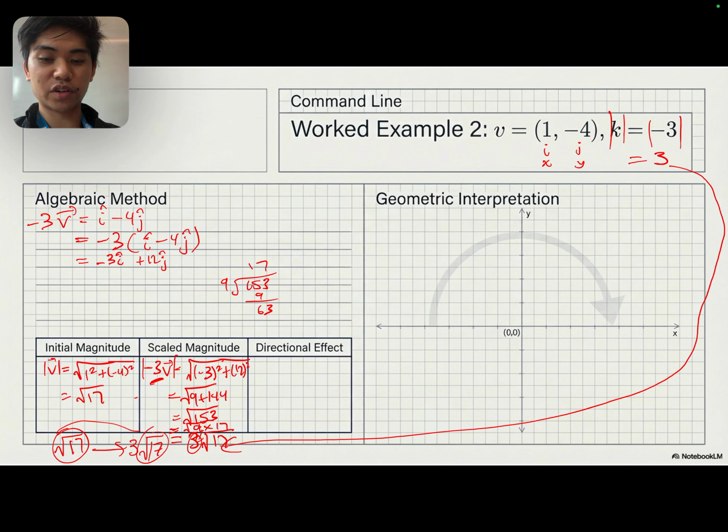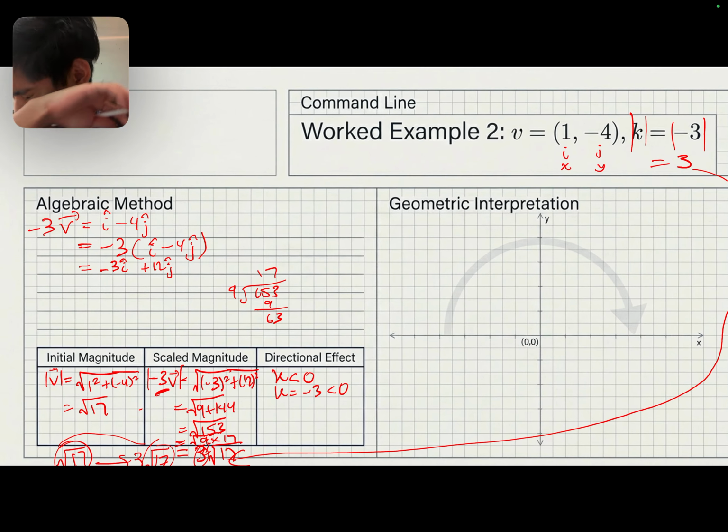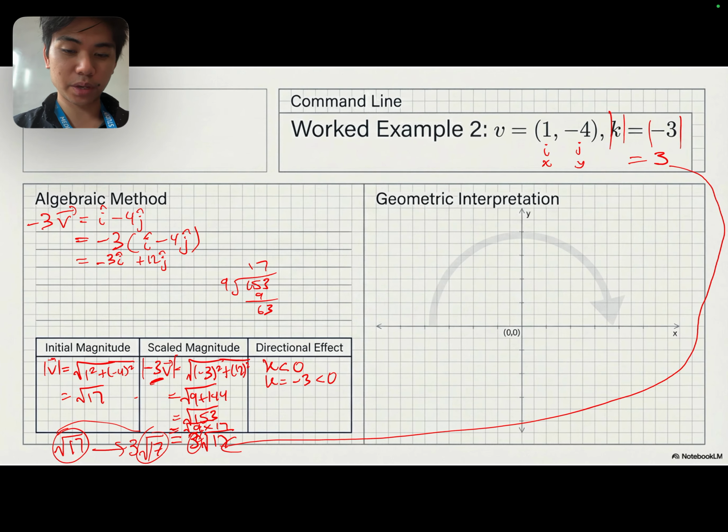However, in terms of our directional effect, because k is less than 0, okay, it is -3, that's less than 0, then our directional effect is going to be the opposite direction. Okay, and we can see that geometrically as well.